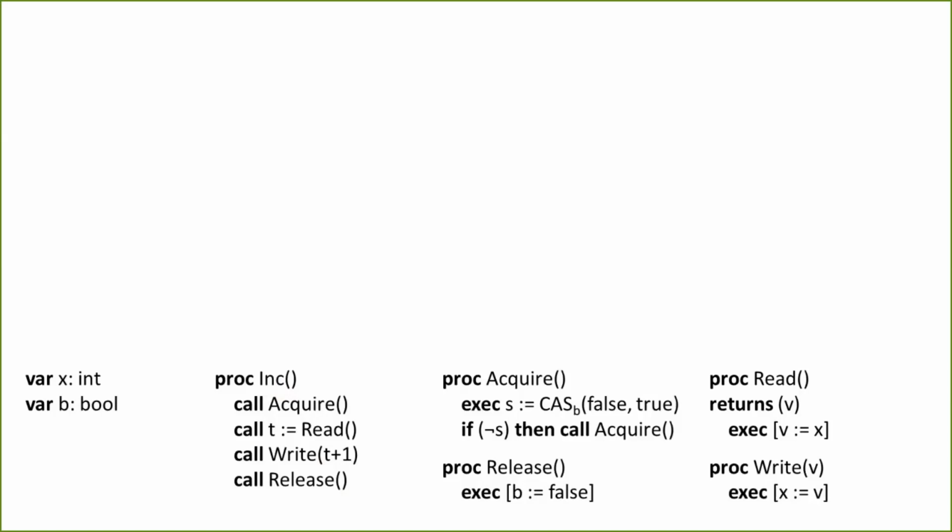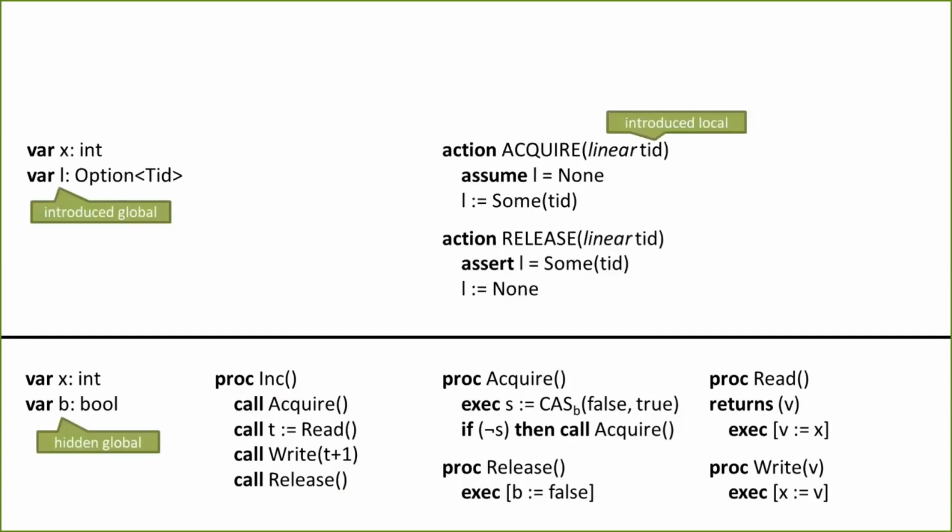So in the first step, we're converting the procedures acquire and release to atomic actions that summarize the acquiring and releasing of a lock. To do so, we hide the low-level implementation variable b and replace it with a more abstract lock variable l that is either equal to none if currently no thread holds the lock, or it is equal to the thread ID of the thread that holds the lock. And so procedure acquire is converted to atomic action acquire that blocks until the lock is available and then sets the variable l atomically to the thread ID of the thread that acquires the lock.